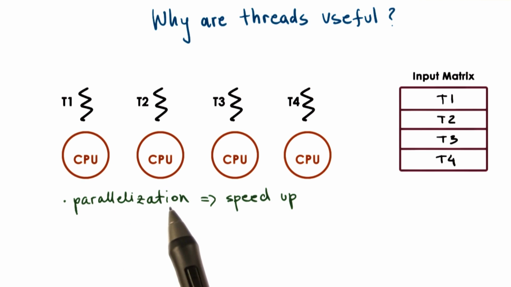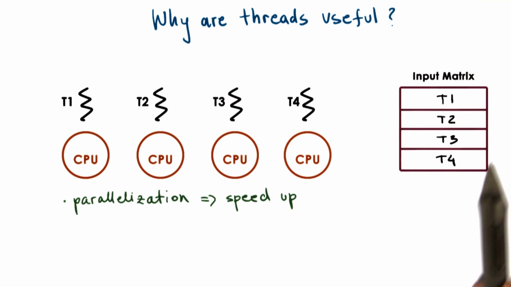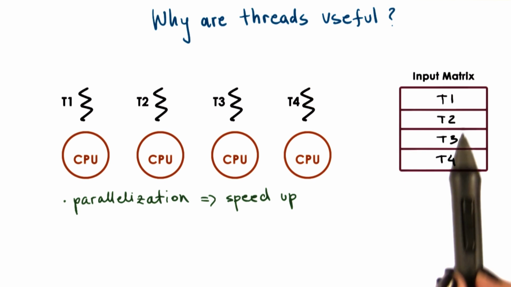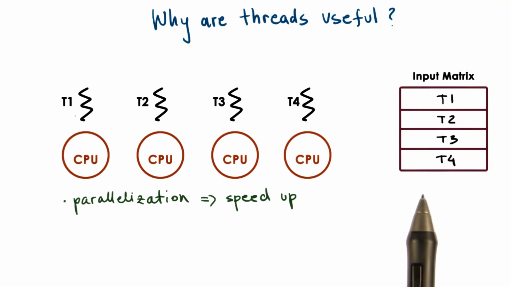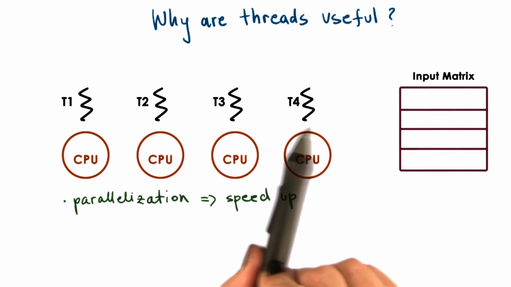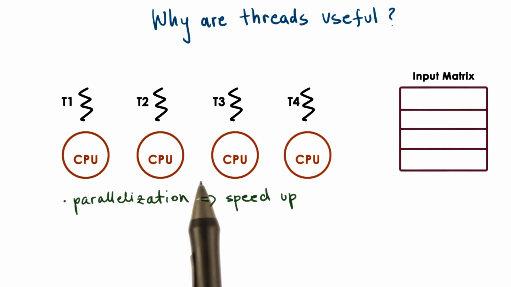By parallelizing the program in this manner, we achieve speedup. We can process the input much faster than if only a single thread on a single CPU had to process the entire matrix. Next, threads may execute completely different portions of the program.